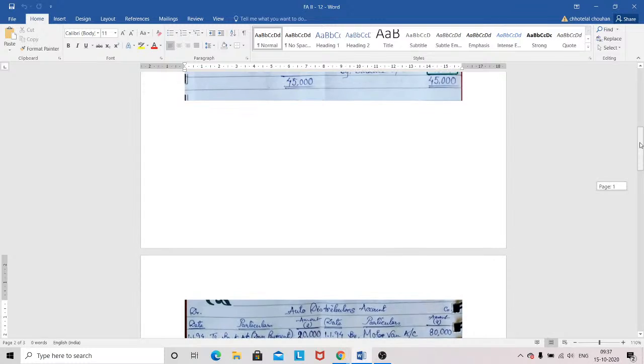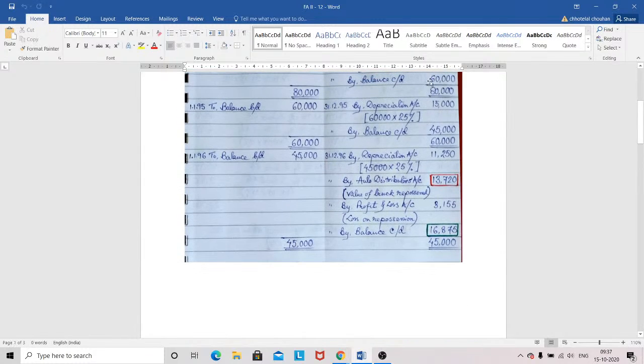Okay, now double post it, double posting ta kori. Double posting in the motor van account, I have written by hire vendor account value of truck repossessed 13,720. Now you have faced a loss on repossession, so loss will be posted on the credit side by profit and loss account. In bracket I have written loss on repossession 3155. Now calculate the balance c/d 16,875. Now here I have marked it in the green color, okay, because that has a significance.